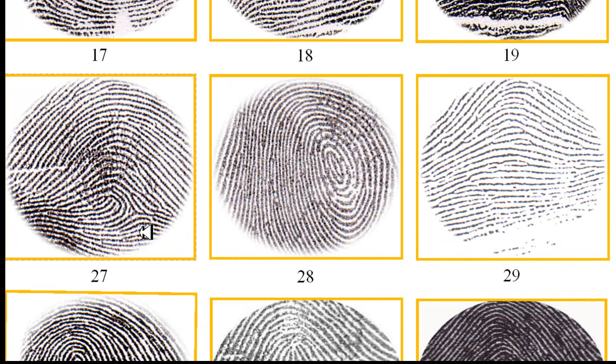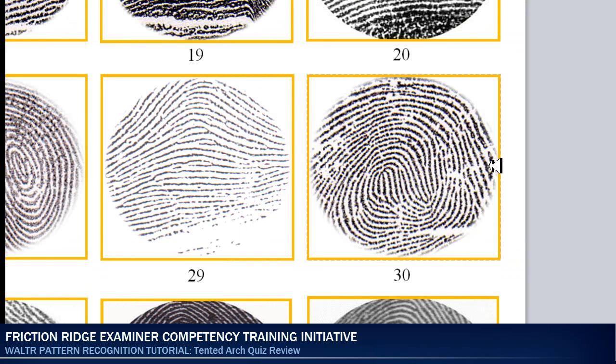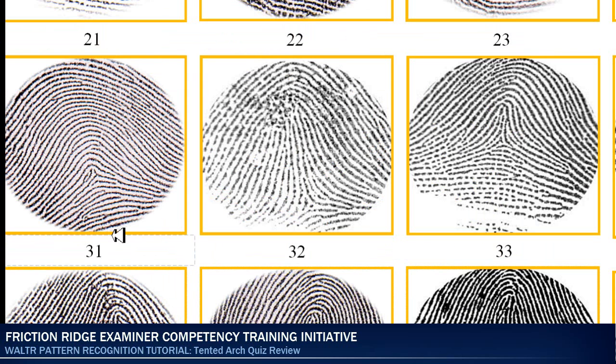27, 28, and 29, this is not a plain arch nor a tented arch. Neither is this, and this should be recognized not as a tented arch but a plain arch. Number 30 is definitely not a plain or a tented arch. 31, 32, and 33, hopefully you'll recognize that all three of those are tented arches.